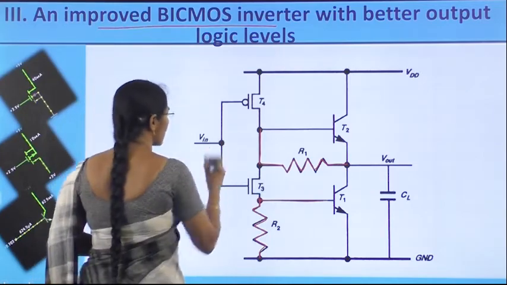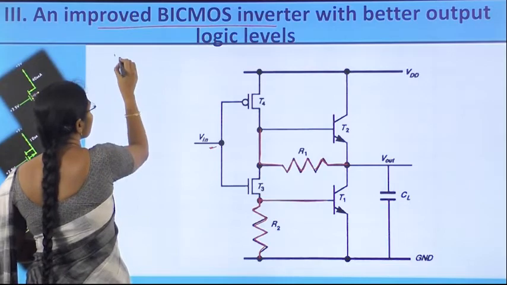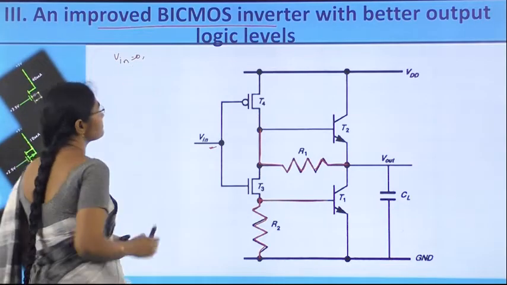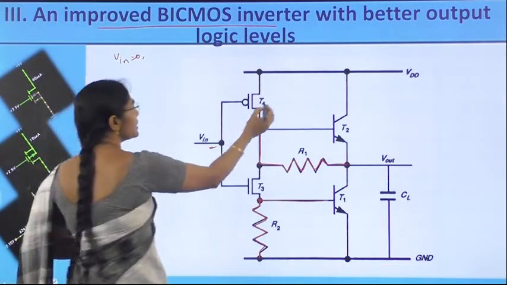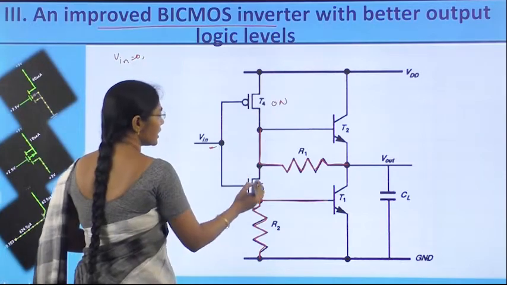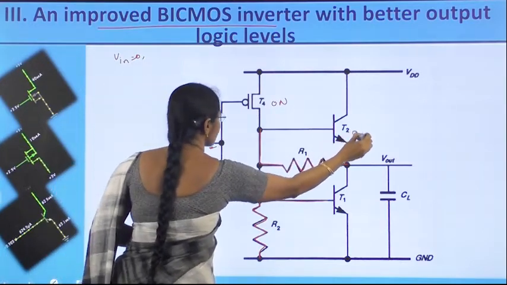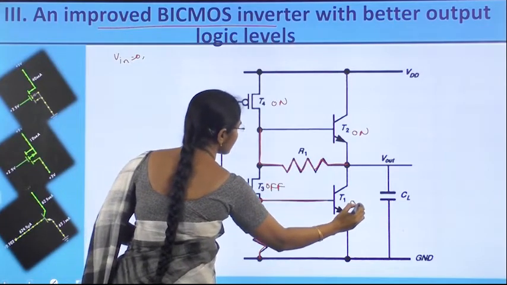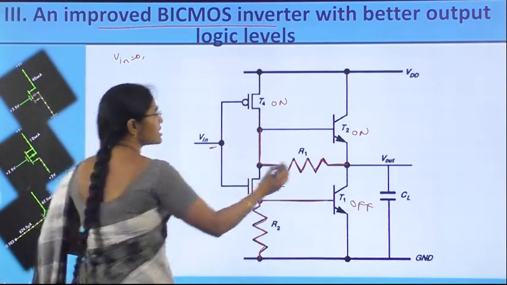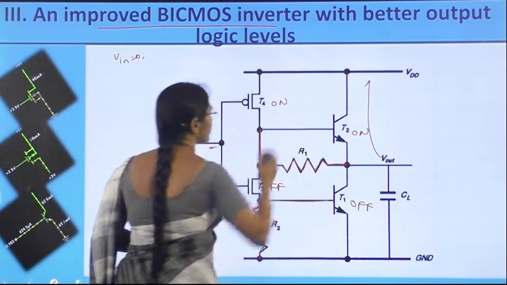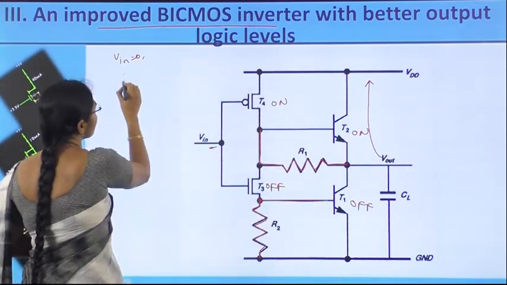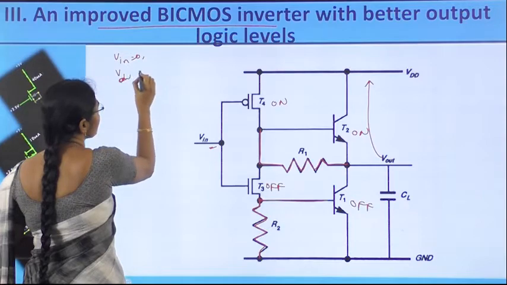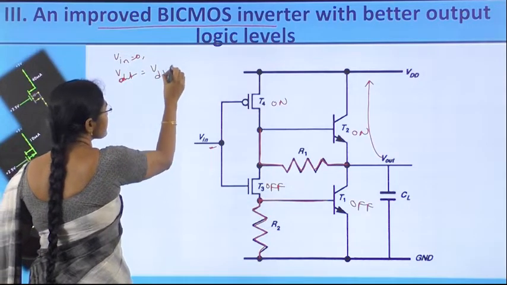Now, let us check its operation. Same as before, when Vin is equal to 0, what will happen? The T4 transistor is on and the T2 transistor is on, the T3 transistor is off and the T1 transistor is also off. So, because the T2 transistor is on, therefore Vout is equal to VDD minus VBE.